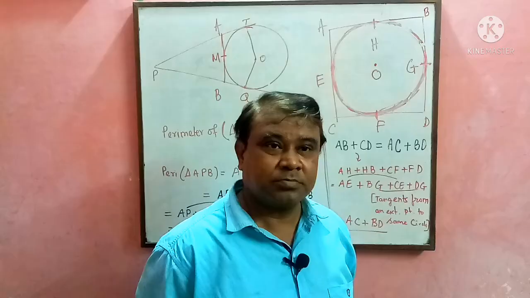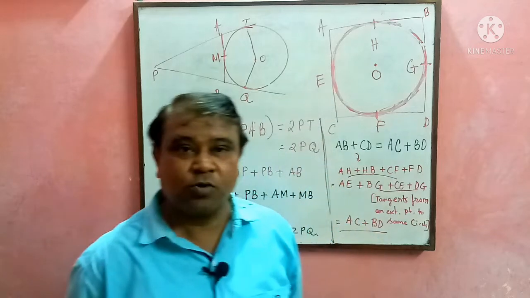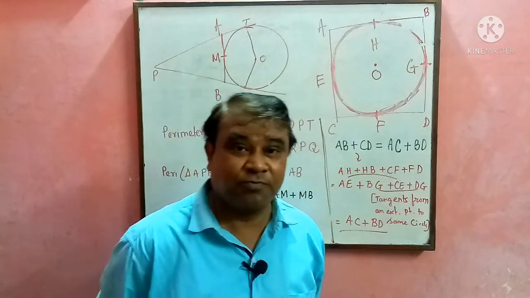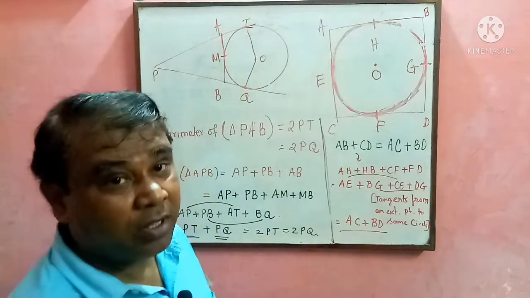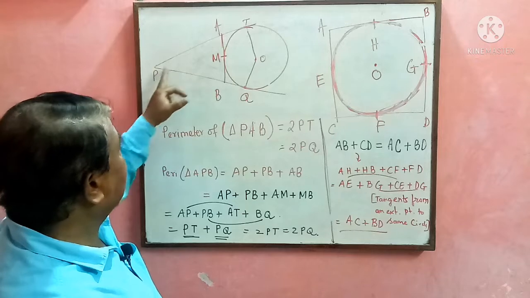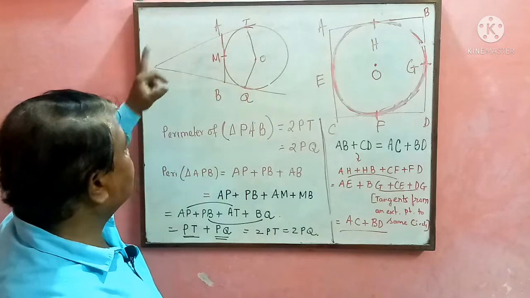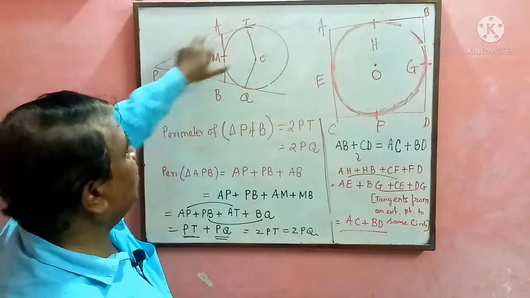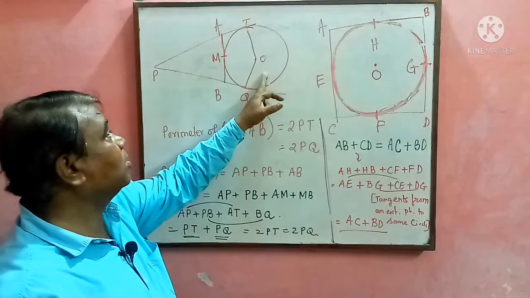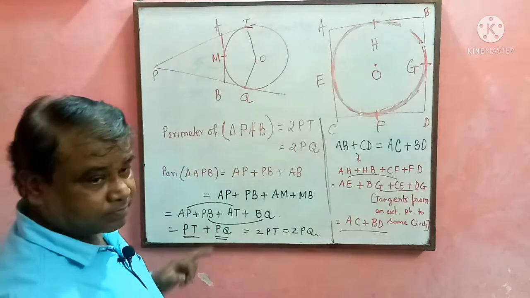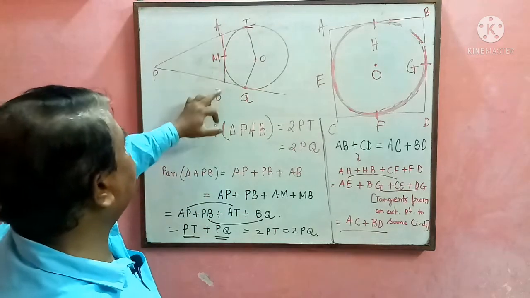Okay. Now, questions related to tangents from an exterior point of the same circle. That is the first formula that we have come to know. Here you see the question will be like this. PT and PQ are tangents to the circle with center O, and AB is also a tangent at M. So therefore PAB is a triangle.